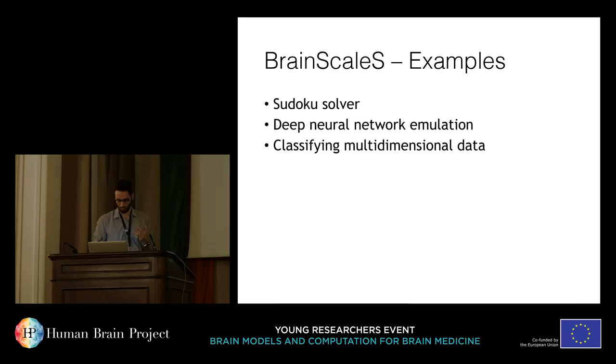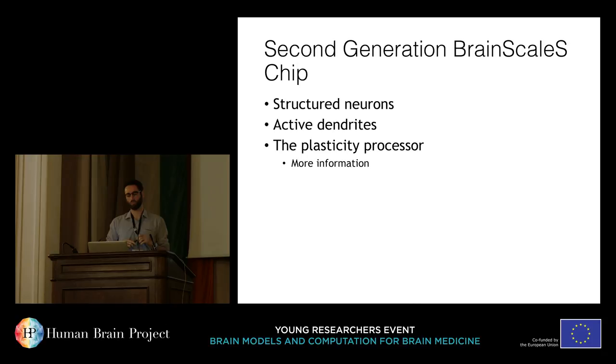And there is a second generation one coming along, which the details are a bit complicated, but generally there's going to be more complicated neural models, multi-compartment models, active dendrites and plasticity processes, which altogether means that the computational power of BrainScaleS is going to increase in the next generation. Because at the moment it's the speed factor that's the most impressive, but it's going to become more accurate.